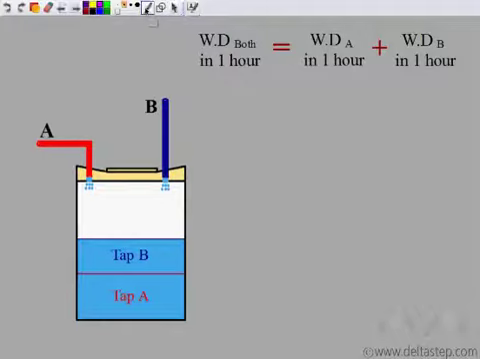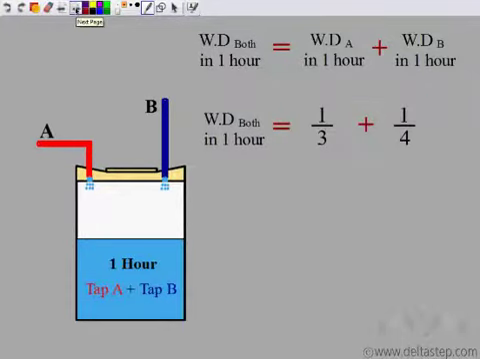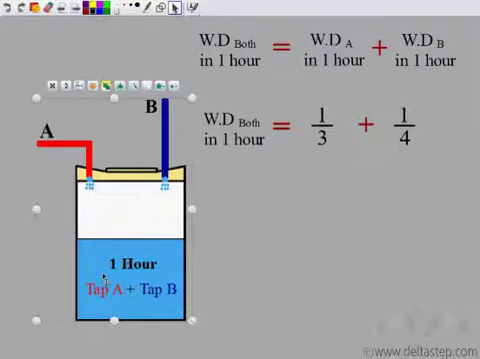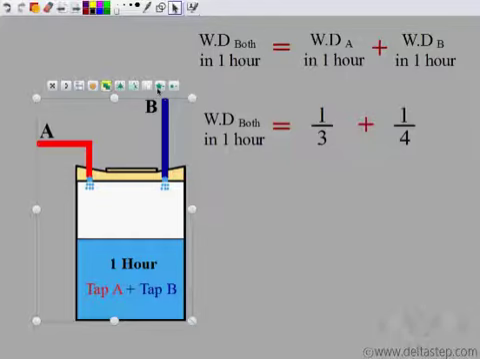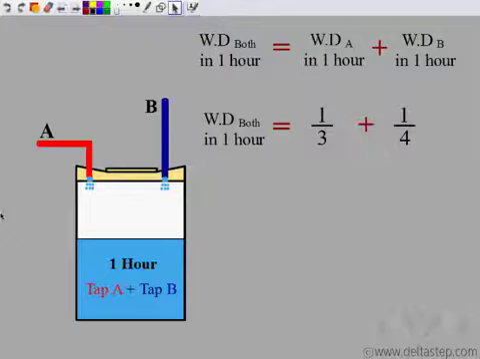We know that tap A does 1/3 of the work in 1 hour and tap B does 1/4 of the tank in an hour. So that is the work done in 1 hour by each. So this is what I get in 1 hour, tap A plus tap B. This is the complete thing which I get in 1 hour, which is tap A plus tap B, which is 1/3 plus 1/4.